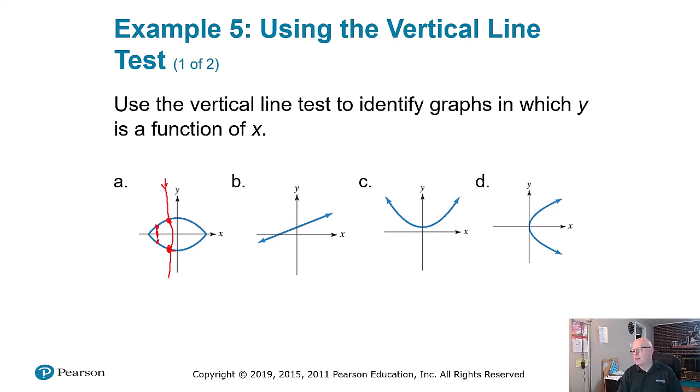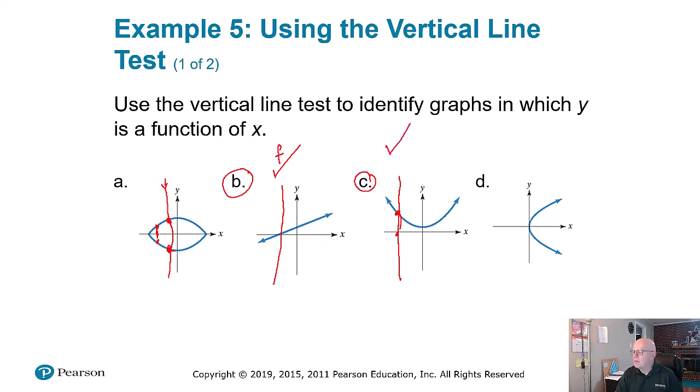So it's not a function. On the second one, part B, you can draw a vertical line wherever you want. It's only going to cross that line once, so this one checks out as a function. Next one. Well, this is curved. It's not like the last one, but again, draw any vertical line or pick any x, and there's only one y that goes along with that x. So this is also a function.